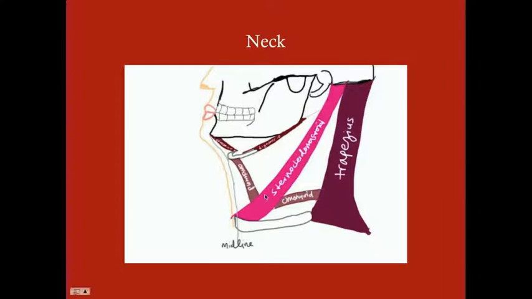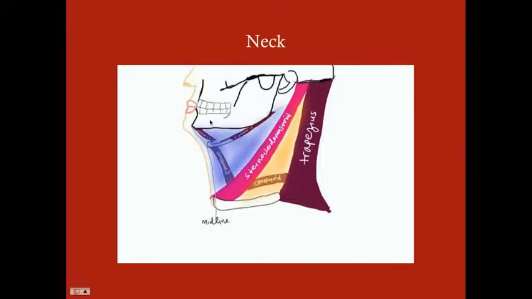So here's your omohyoid muscle, kind of coming from the hyoid down here like that. And then your midline. So you've got your anterior triangle right here, from the medial part of your sternocleidomastoid to the midline to the angle of the mandible, and then your posterior triangle, which is from your trapezius to the lateral part of the sternocleidomastoid to the clavicle.